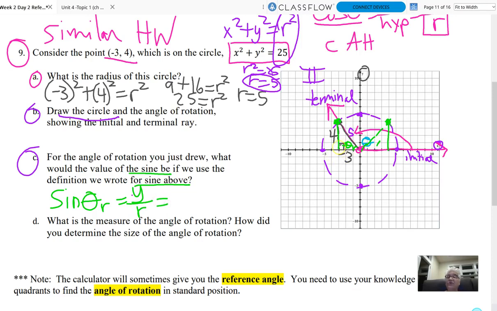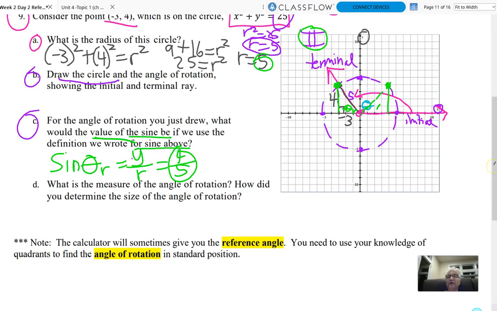I'm going to go over to my triangle in quadrant 2, and I'm going to say, what is the sine ratio? Across from the reference angle is 4. Our radius calculated in part A is 5. So our sine ratio is 4/5. Now, D asks, what is the measure of the angle of rotation?